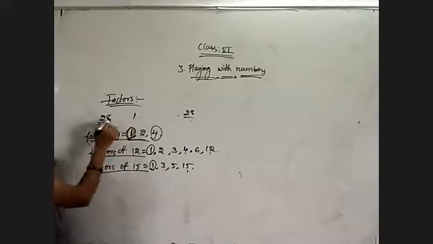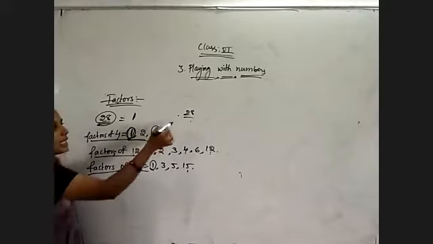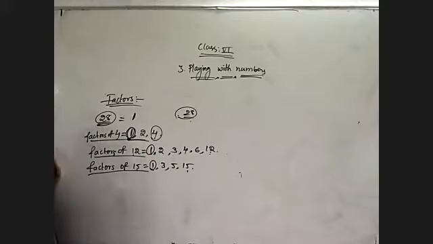For every number, 1 is a factor, and that number itself is a factor. Means for 5, 1 is a factor of 5. 1 is a factor for every number, and every number is a factor of itself. Means 5 is a factor of 5.